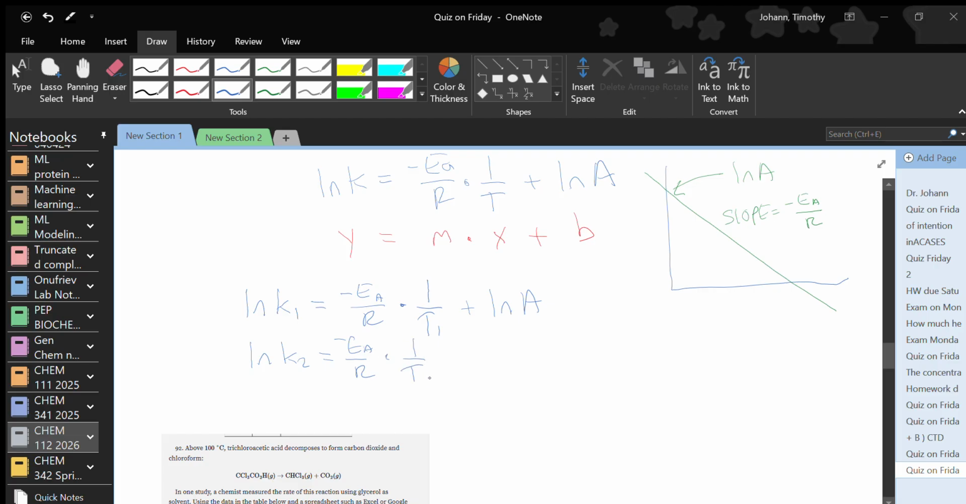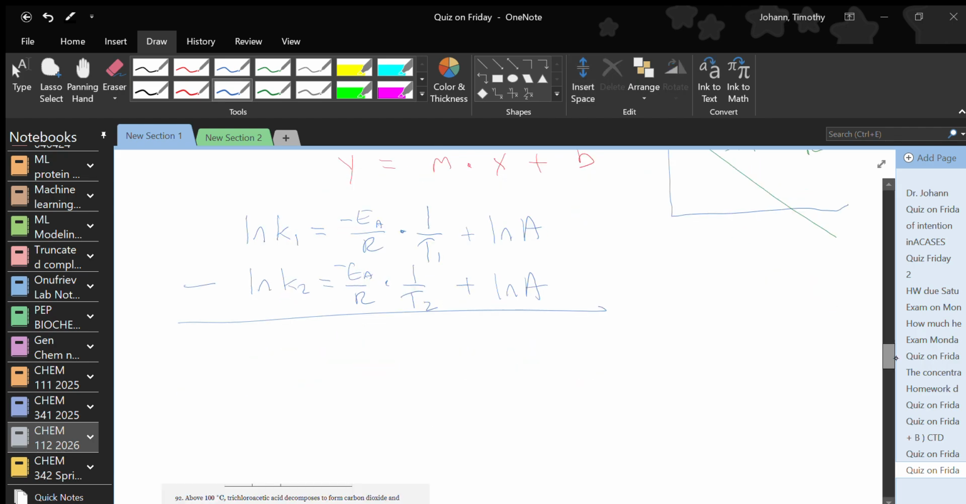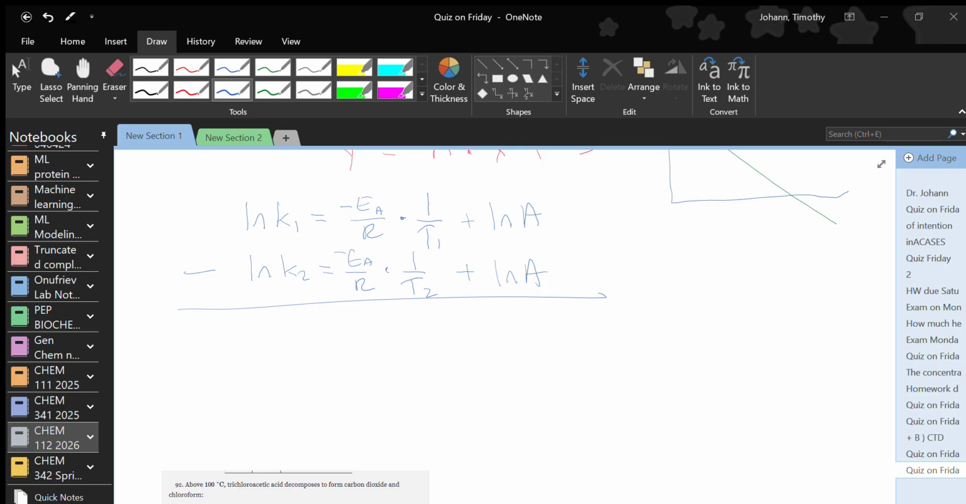And I'm doing it with a different temperature. And I should still have the same frequency factor. Like that. Okay? I can subtract these from each other, and this is going to get that 2-point version of the Clausius-Clapeyron equation. All right, so I can have the logarithm of k1 minus the logarithm of k2 is equal to negative EA over R, 1 over T1.